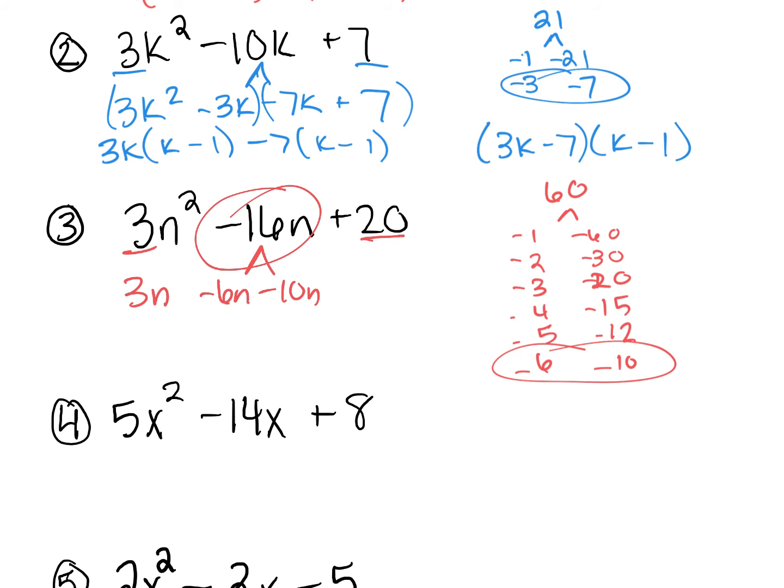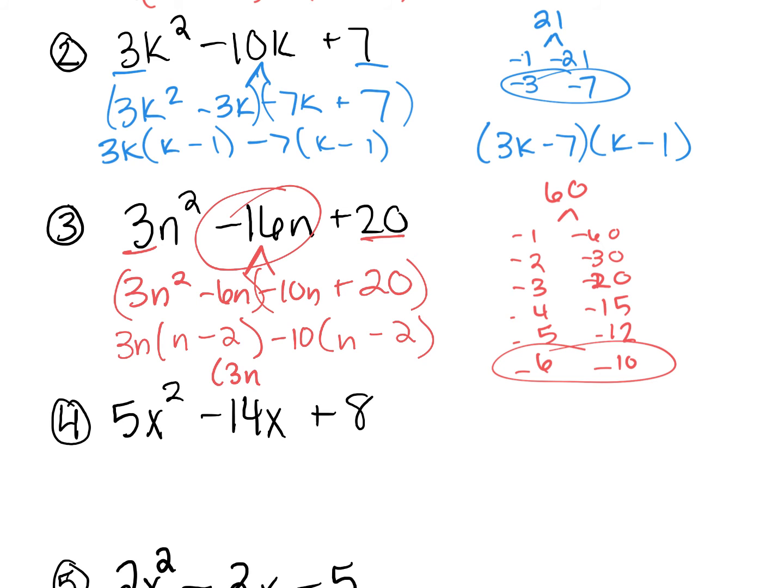Bring down our first two. Then we factor by grouping. So take out a 3n, leaving me with n minus 2. Take out a negative 10, leaving me with n minus 2. And that's going to make my final answer 3n minus 10 and n minus 2.